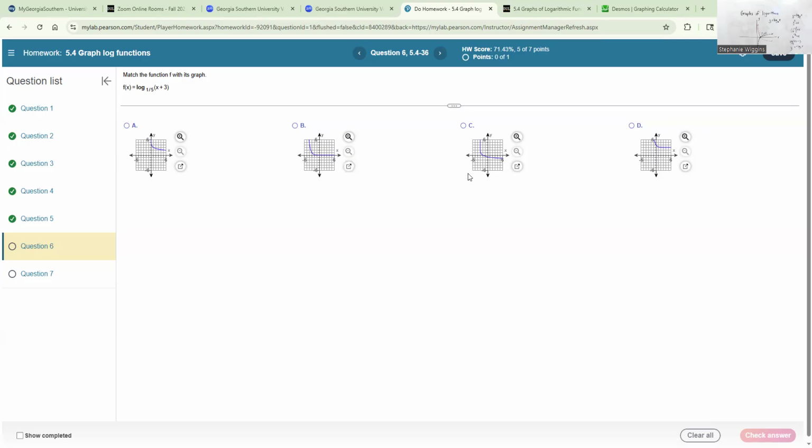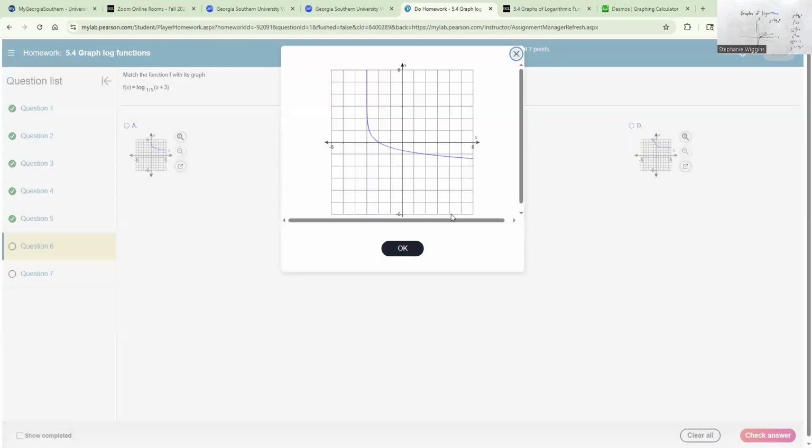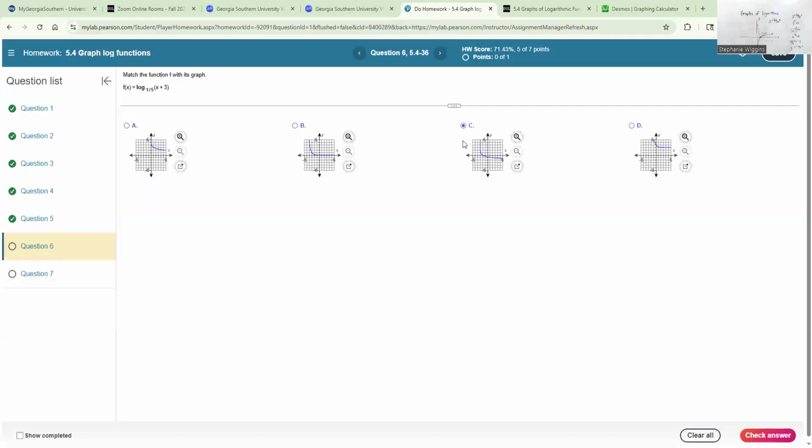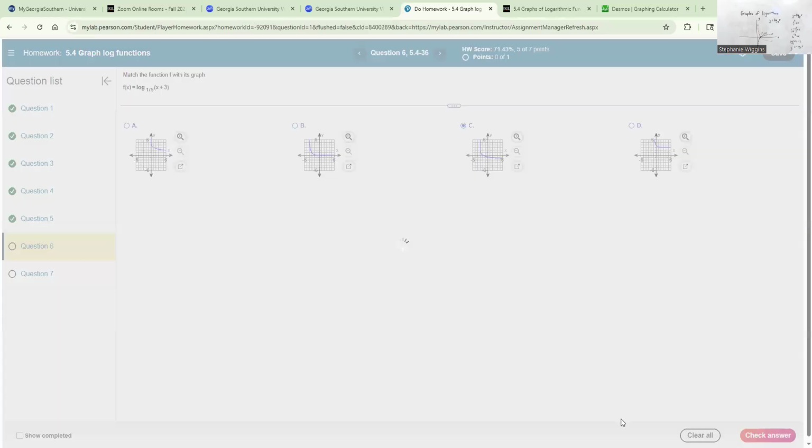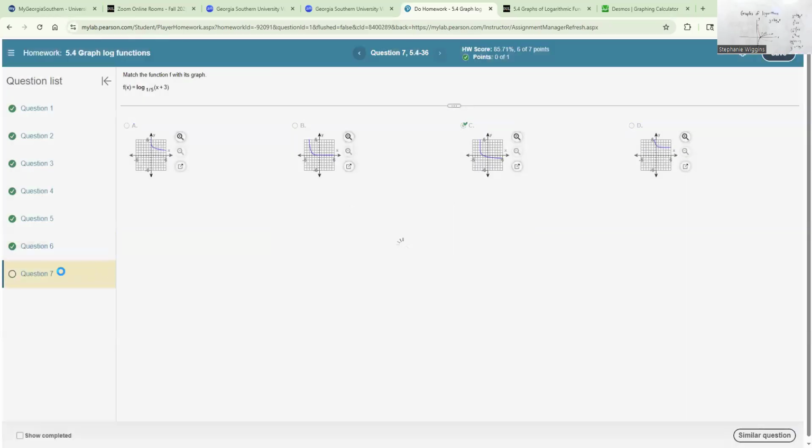So I can see that B looks like it has been shifted 4 units. Let's look at this graph here more closely. Yes, this is the graph. You can see the point, it normally would pass through (1, 0). It's been shifted 1, 2, 3 units. So right to this point here. So this looks like the correct one. And that is C. All right.